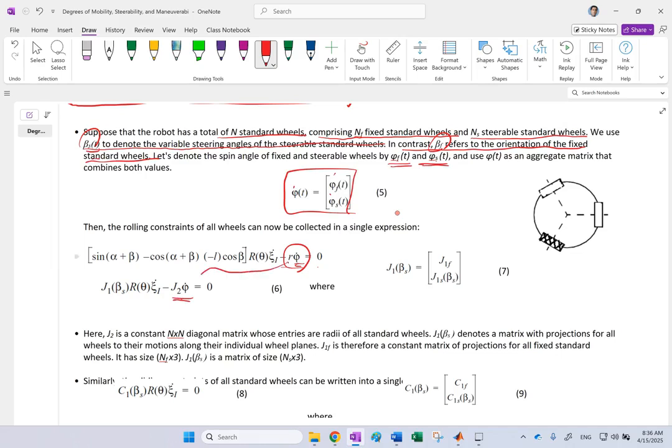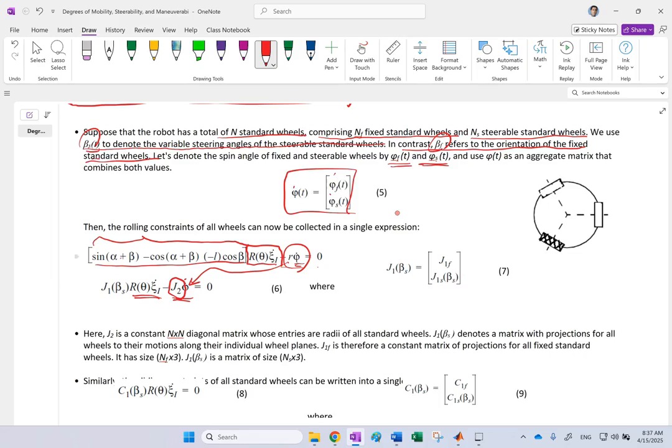All of these terms, I can combine into that, and then you can assume that this J matrix here is basically going to be something made from the radii of the wheels. And then what about the left side? If you look at the left side, this term here, r theta xi dot I, is multiplied by a projection vector for that specific wheel. So one wheel will have one row.